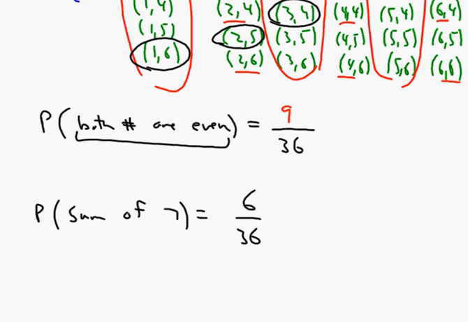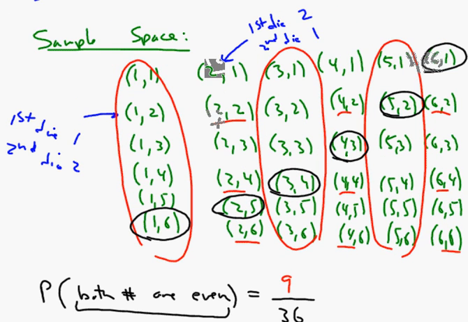6 out of 36. All right, so you can go on and we can ask a whole bunch of questions. There's other ways to represent sample space. You see I just sort of wrote out the pairs here. What I could have done instead, and sometimes it's useful, is to create something called a tree diagram.